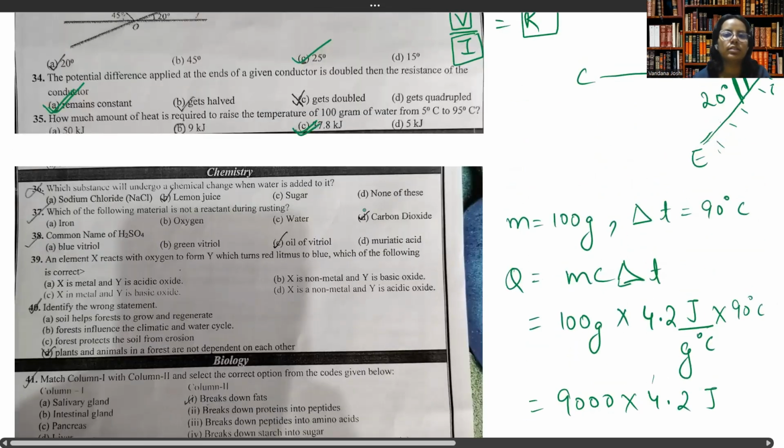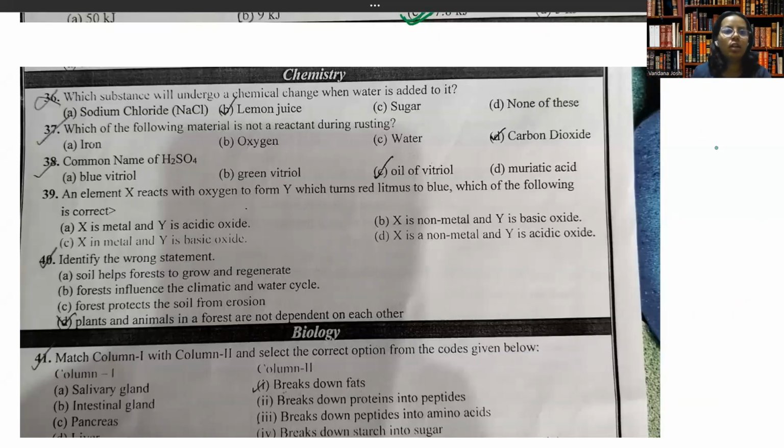So this is our answer. Okay. Let's start doing chemistry now. First question is, which substance will undergo a chemical change when water is added to it?